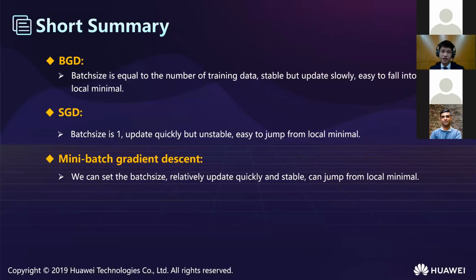The BGD means we use all the data sets, so it's stable, but very slow. And it's easy to fall into the local minima. The local minima means like this. If we go down from this point, it will stop at this point. Do you agree?